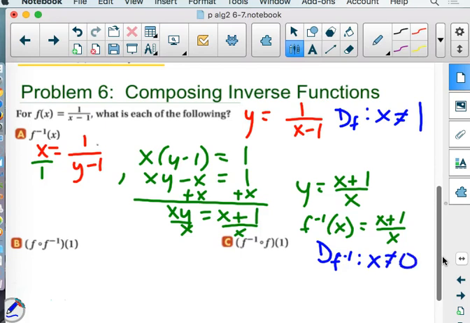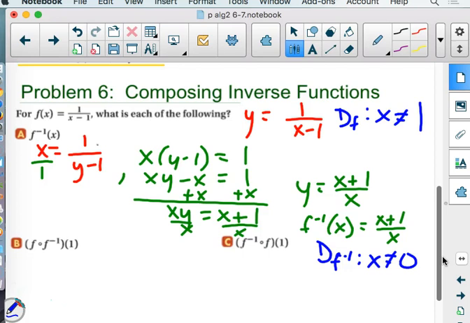So what we have to check each time is which one of these are we putting stuff into, and can we put the number they're giving us into that function. Now this one says f of the f inverse of 1. So where am I supposed to put the 1 first? Into the inverse. Can we put 1 into our inverse? What's the only number we can't use in our inverse? 0. So we're okay.